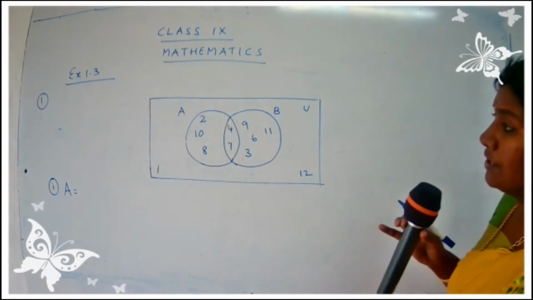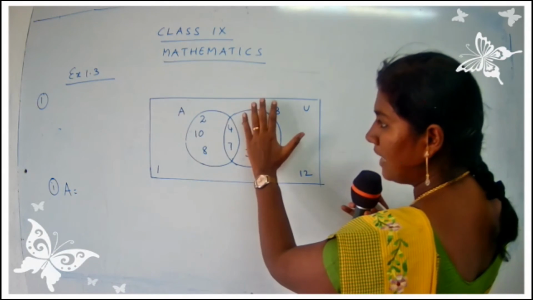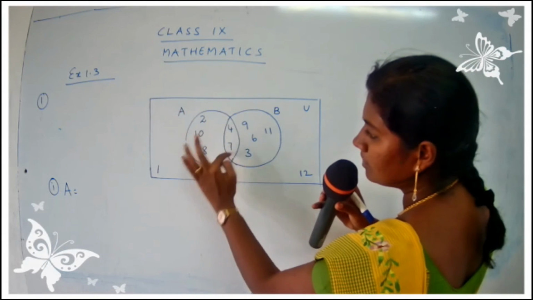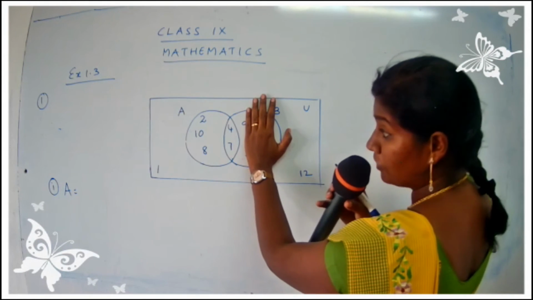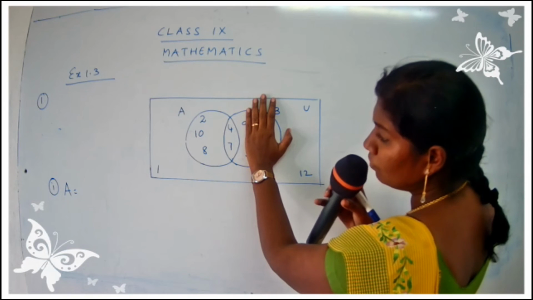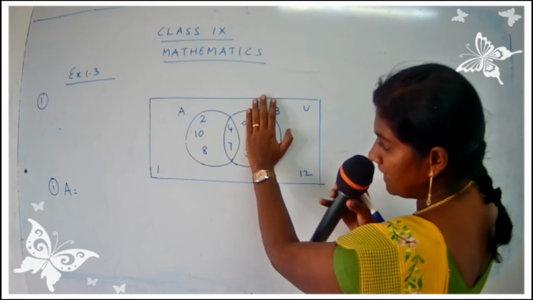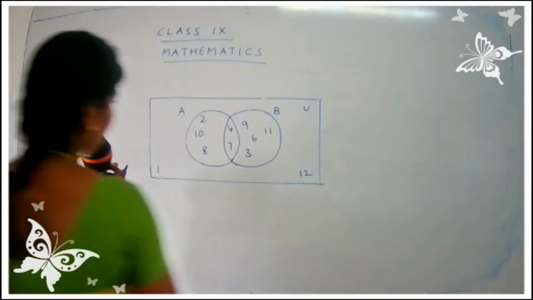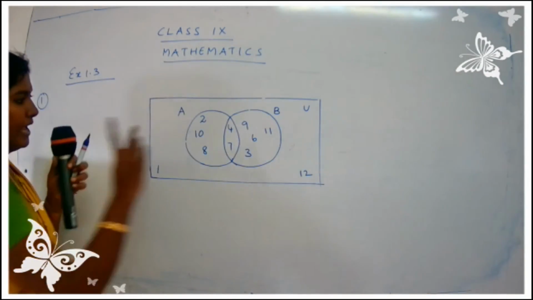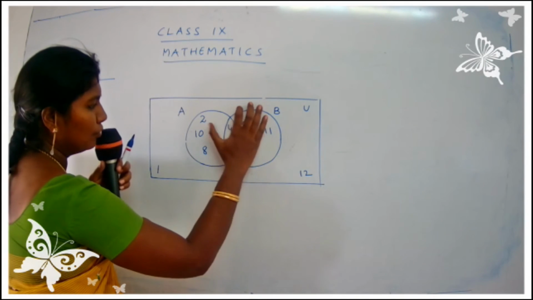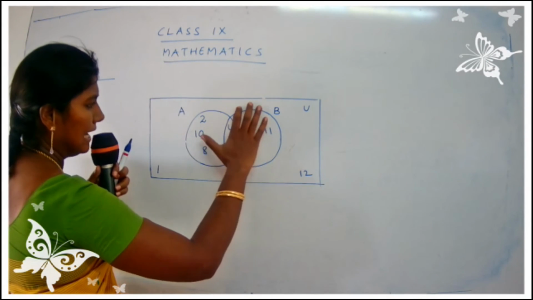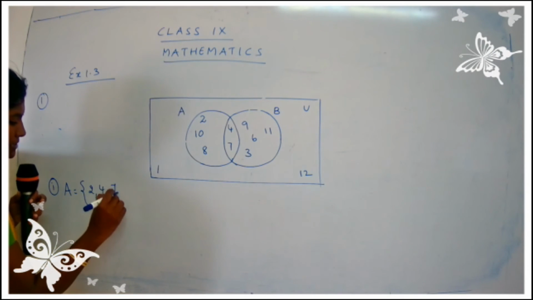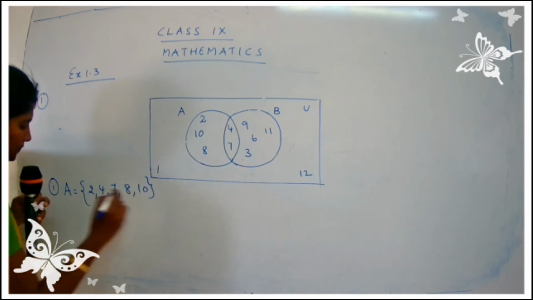So what are you going to do here? When I just keep a hand over here, I get the element A. Can you see that, children? One circle you get. So this is the element of A. So what are the members of A? 2, 4, 7, 8, 10. That's all. It's very easy. I hope you're clear. So for finding A, you have to just keep your hand. So we have 2, 4, 7, 8, 10. So write down here 2, 4, 7, 8, 10.